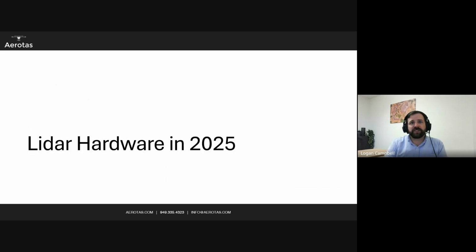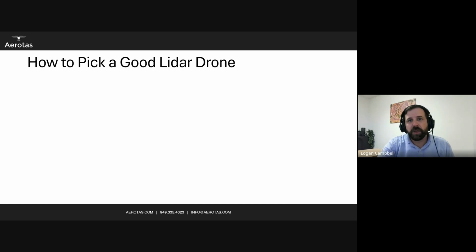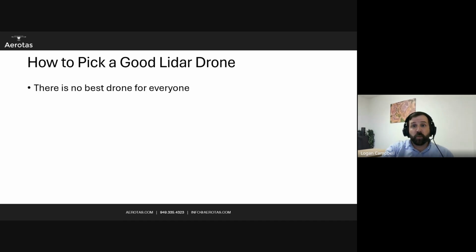But for now, I want to make the transition to actually picking LiDAR hardware. What does the LiDAR hardware ecosystem look like? Where do you go with it? For starters, I'm going to start with my principles, how to pick a good LiDAR drone, letting you know at least where I come from. Number one, there is no best drone for everyone. I have my favorites, which you'll hear about in a second, but there is no best drone for everyone or for every business.